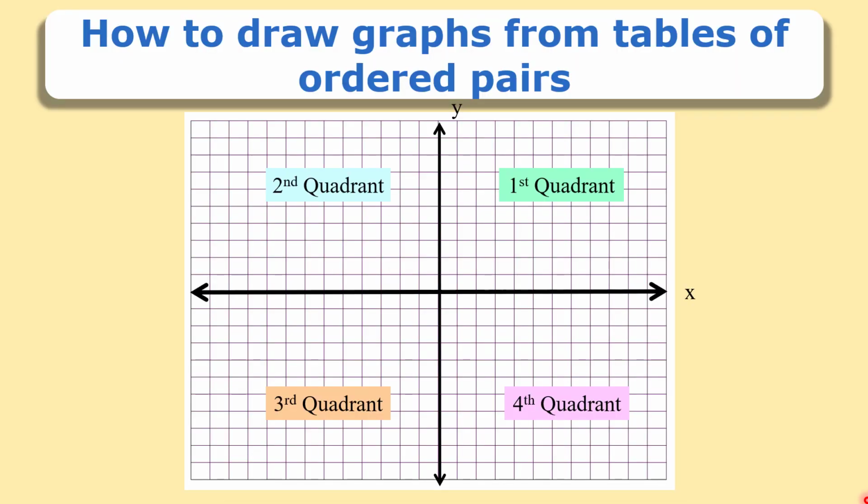Remember, first quadrant, there x and y will be positive. In the second quadrant, x will be negative and y positive. In the third quadrant, look, x is negative and y is negative. And in the fourth quadrant, x is positive and y will be negative.